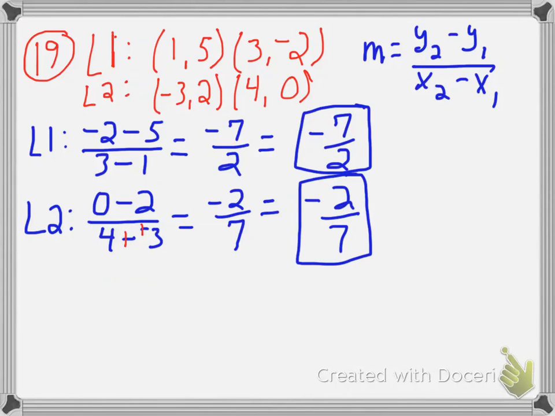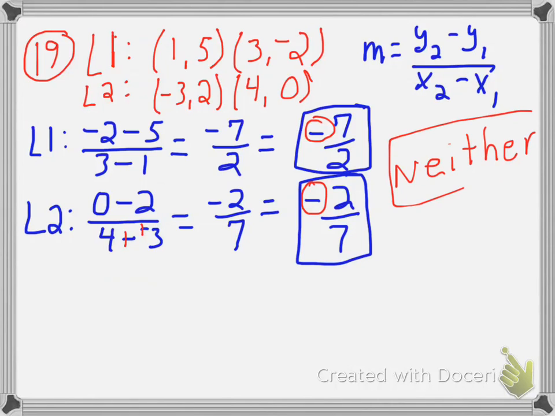Now on this one, at first glance, it could be perpendicular because they have the reciprocal of the fraction. However, they do not have the opposite sign. This one is a negative, and this one is also a negative. In order to be perpendicular, they have to have opposite signs. And since they don't, this one is neither. So your answer on this one would be neither. Because they're the same, they would be parallel; opposite reciprocals, perpendicular. If it's not one of those two, they are neither.